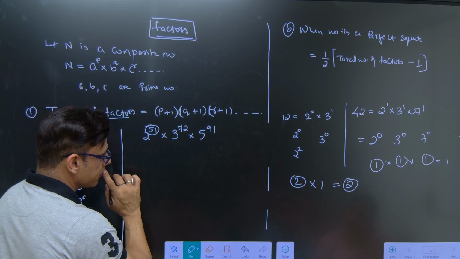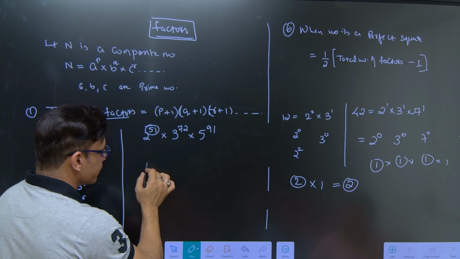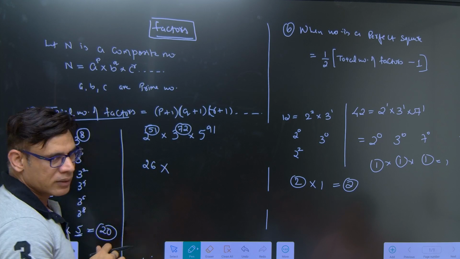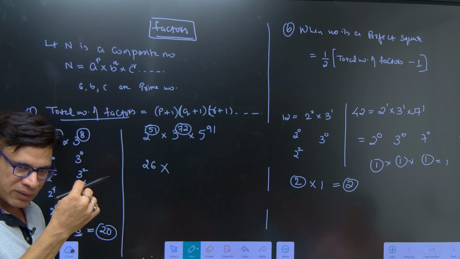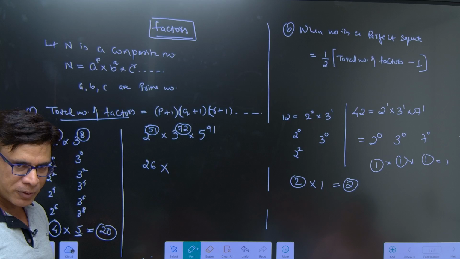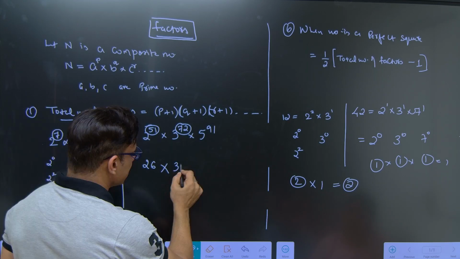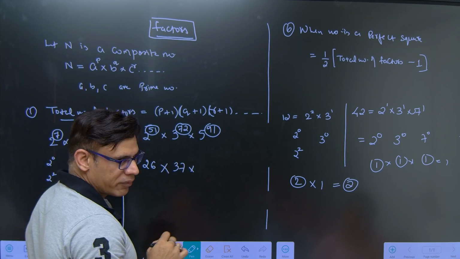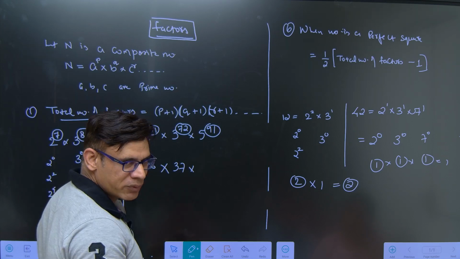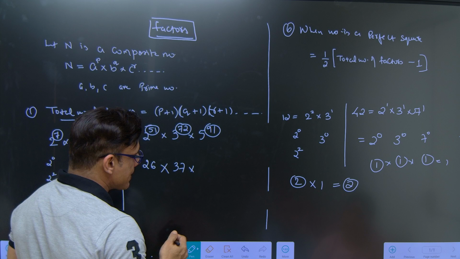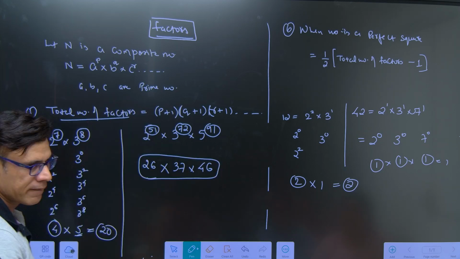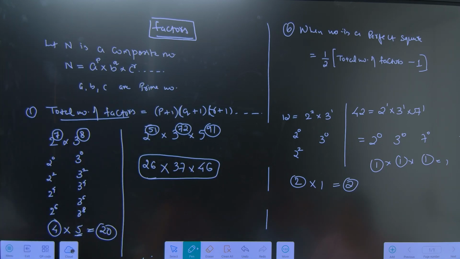51 plus 1, 52 divided by 2, 26 perfect squares here. This is even, right? So first even, divided by 2, 36 plus 1. Again odd, we have to add 1 and divide by 2, so 91 plus 1, divide by 2. This many perfect squares will be there. That is how you find out, right?